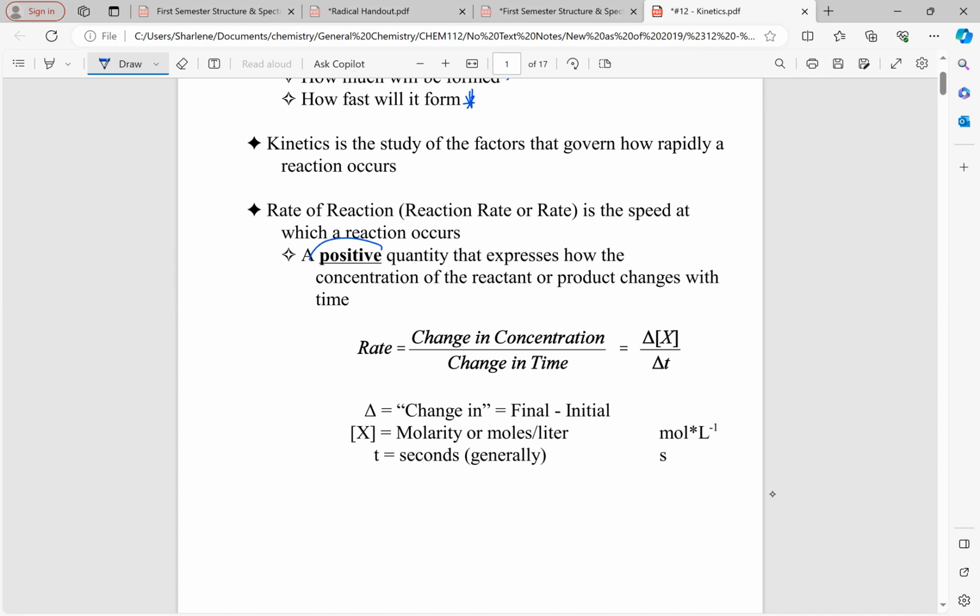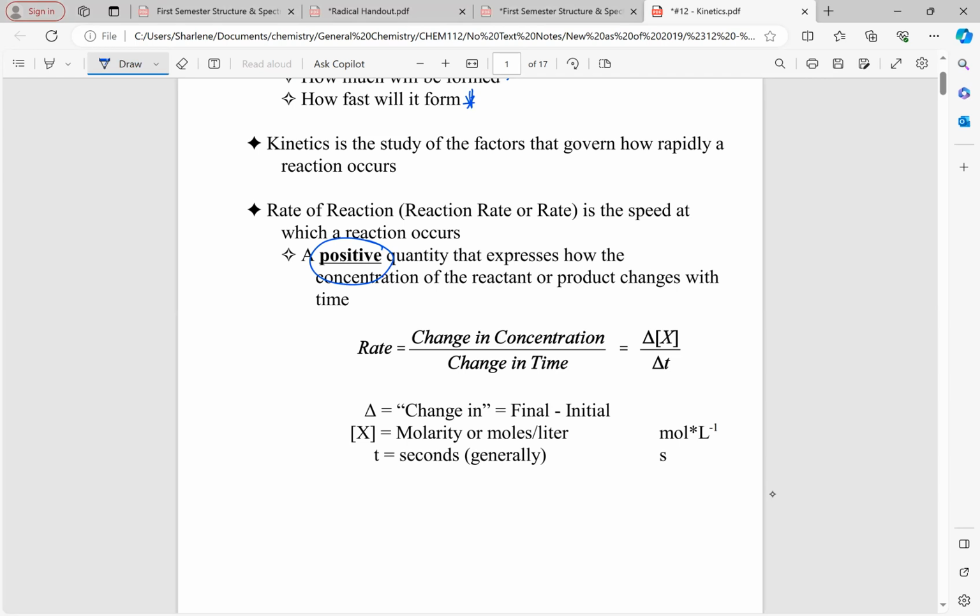One huge thing, it is always a positive quantity, always positive. You can have negatives in front of it, but negatives, it doesn't mean you go in the whole rate, okay? You're not going back in time. It just means that it's being used up, or usually that means a reactant.